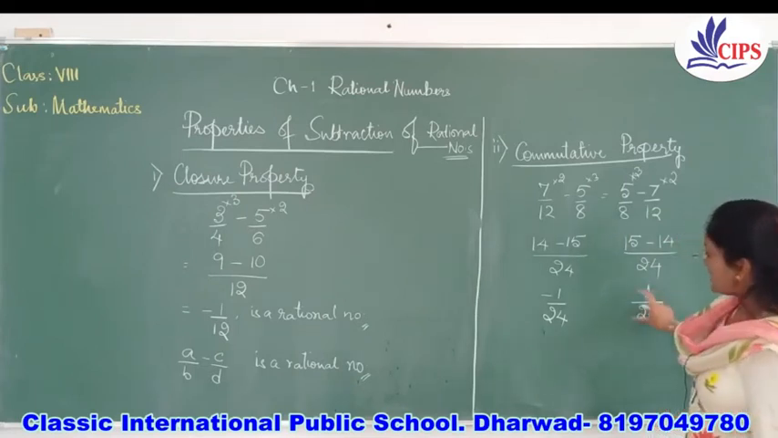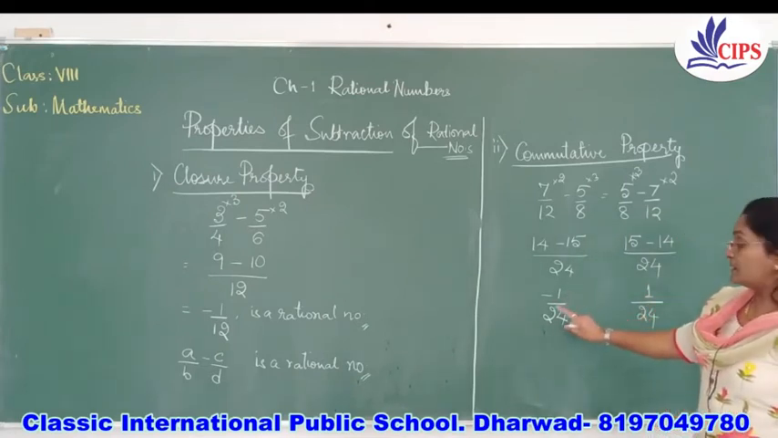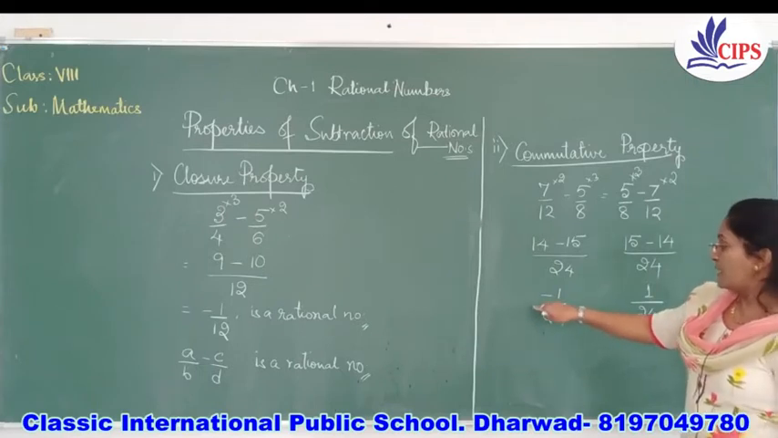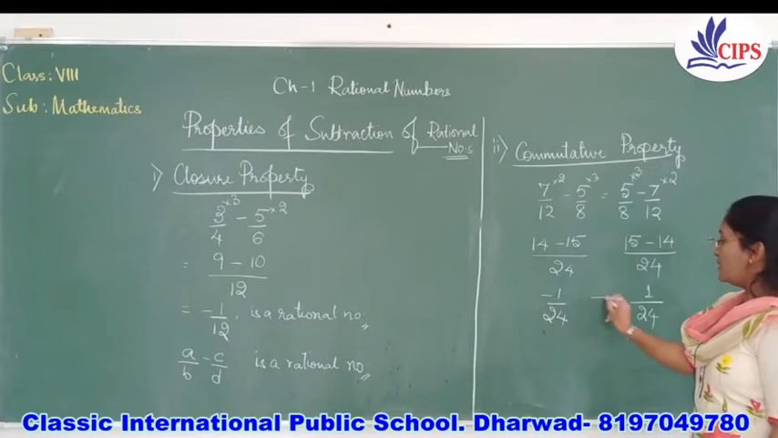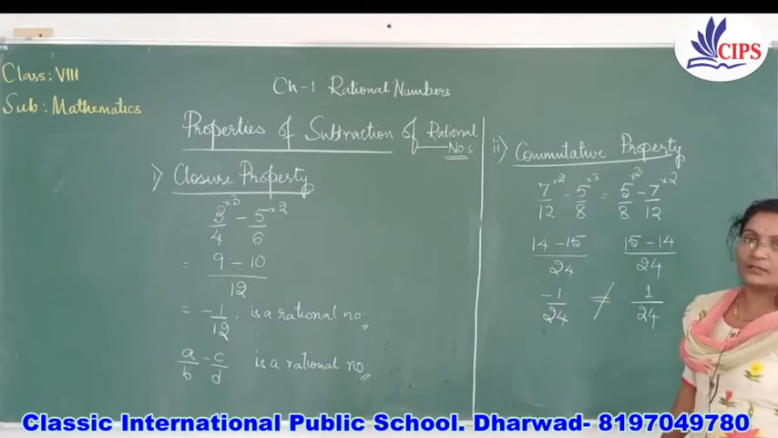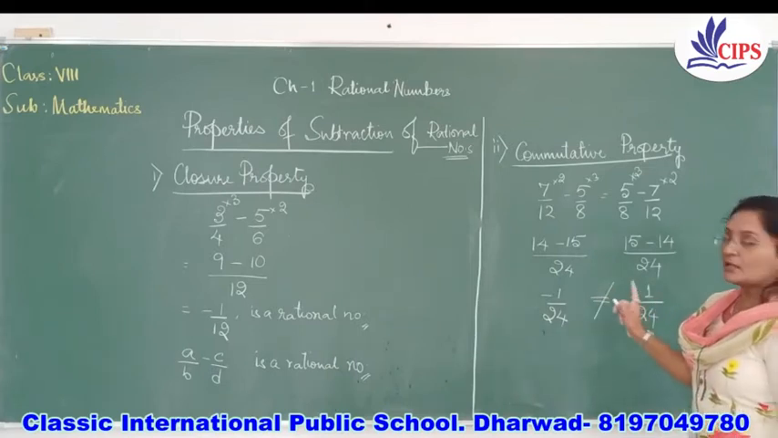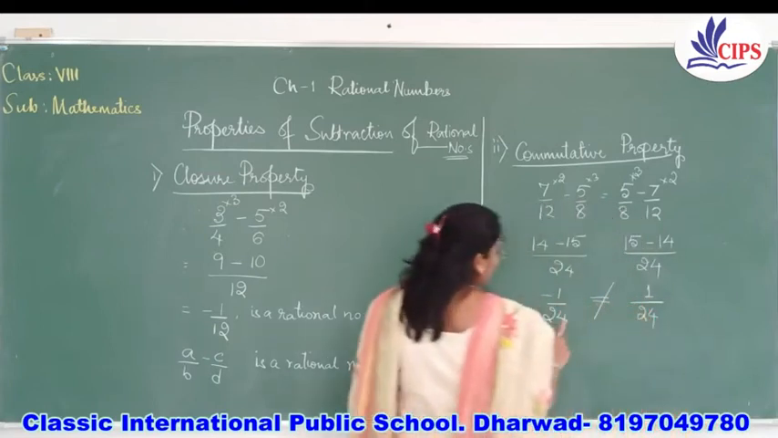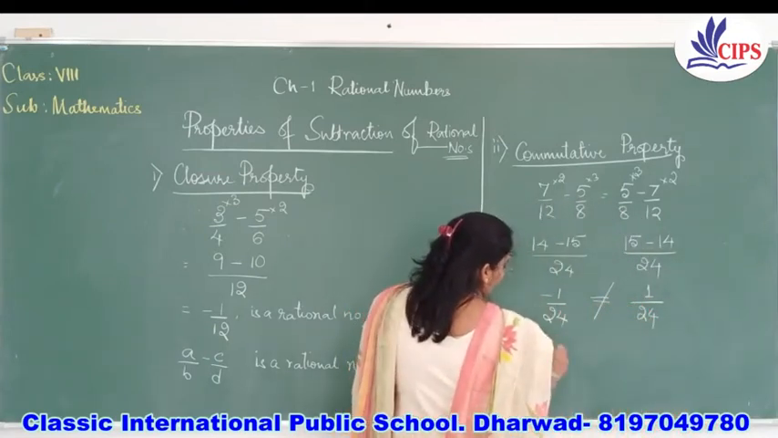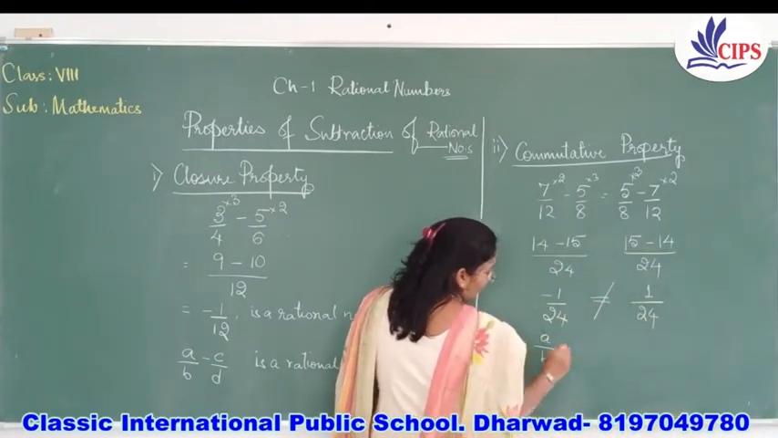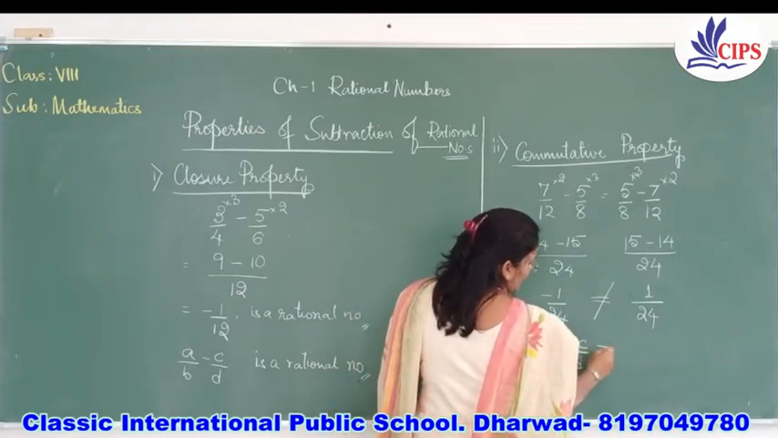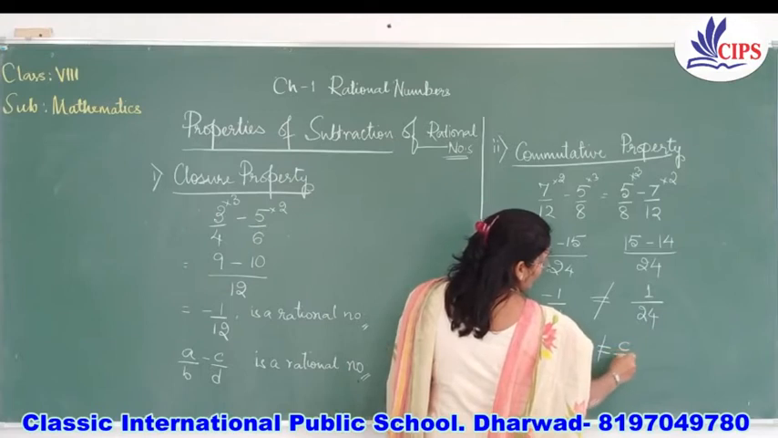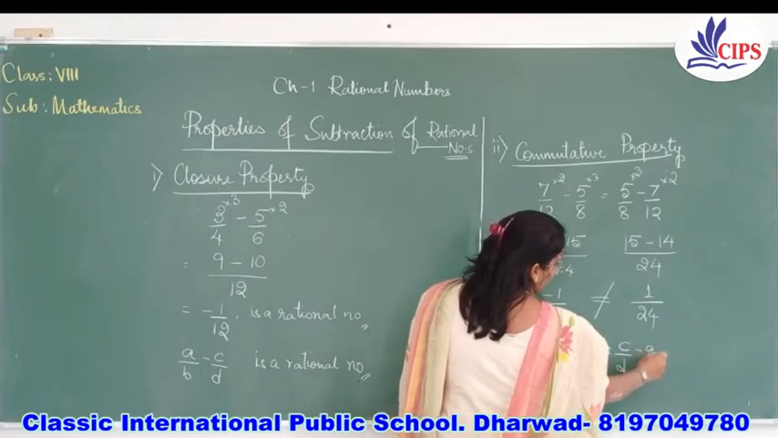We have got the same number on LHS and RHS, but the signs are different. Here we have got a negative number, and here we have got a positive answer. So these both are not equal because they have different signs. So here commutative property doesn't hold. What we conclude here is A by B minus C by D is not equal to C by D minus A by B.